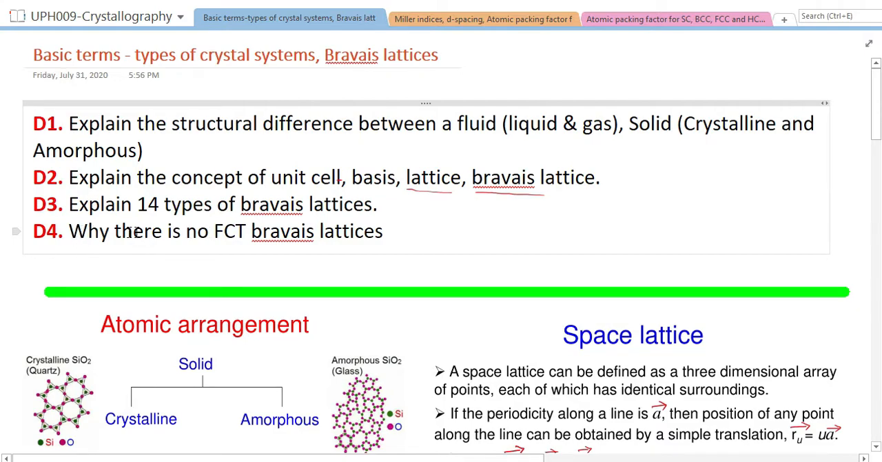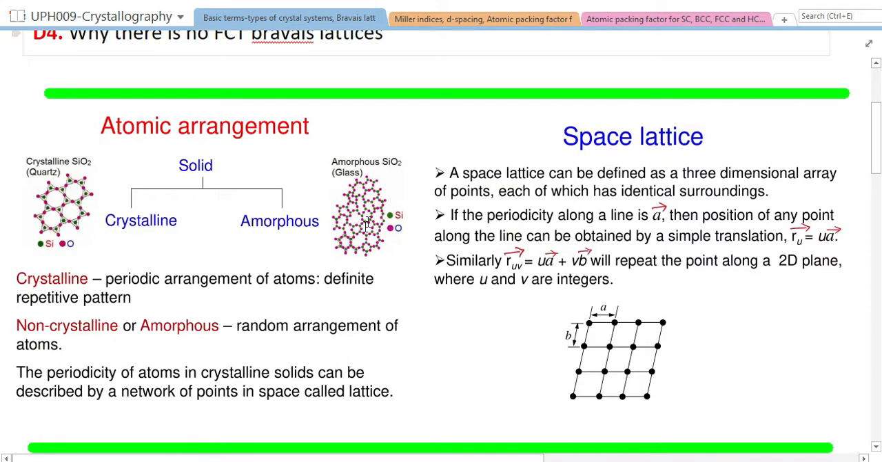Actually, the last point, I'll leave it for you to understand as homework, but I'll give some hints related to the last point. So let's start with this: when you see some solid material around you, you can categorize solids into 2 broad categories. One is called crystalline solid, another is called amorphous solid.